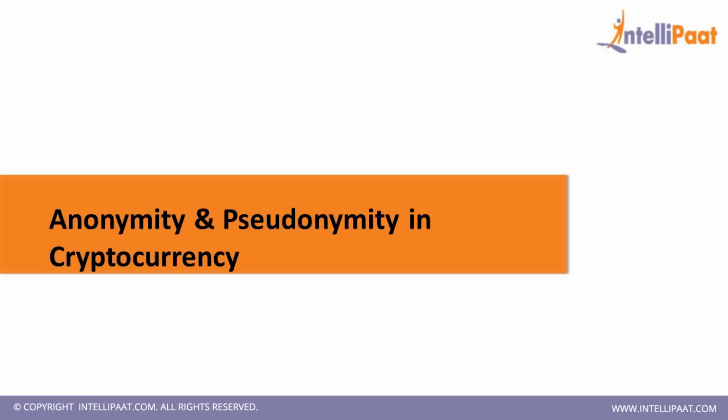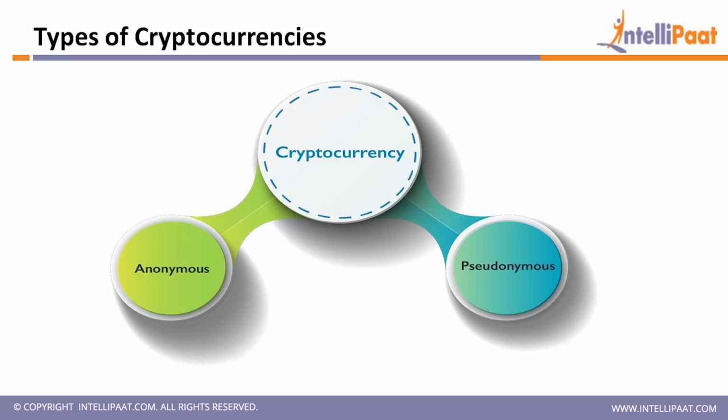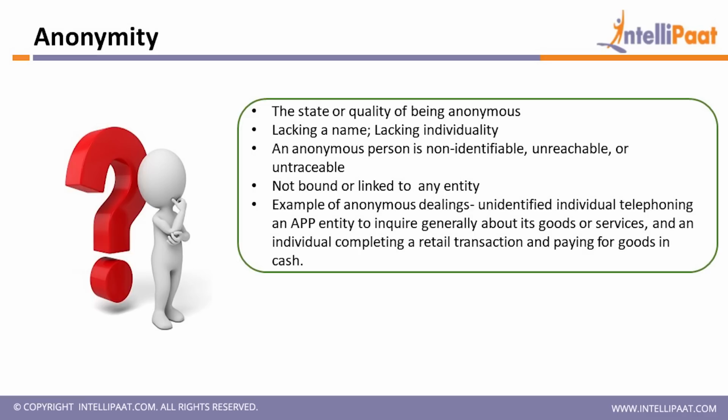What is anonymity and pseudonymity in cryptocurrency? Your cryptocurrencies do not use your direct identity. Here comes the way they utilize your identity in the form of anonymity and pseudonymity, and how they do it. Let's see. There are two kinds of cryptocurrencies by these identity terms: anonymous and pseudonymous. When we say anonymous, it is the state or quality of being anonymous, lacking a name, lacking individuality. An anonymous person is non-identifiable, unreachable, and untraceable. You don't know who the person is, where he resides, what his address is, and from where he is doing his transactions. So this whole property makes him anonymous to the whole network. Again, he will not be bound or linked to any entity.